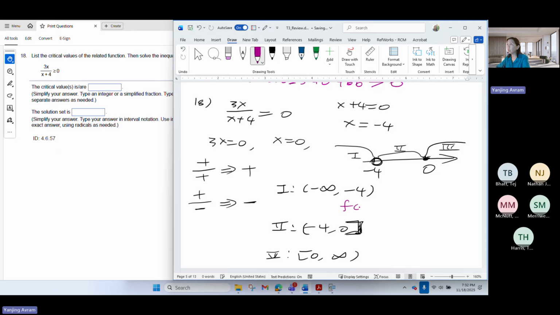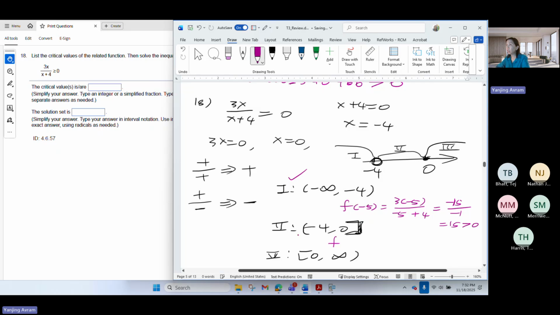Like I said, I can check f of -5 and plug it in. So 3 times -5 over -5 plus 4. Let's see what we have. We have -15 over -1. All right, and this is positive 15, which is greater than 0. And we want greater than 0, so yeah, this one is the solution.